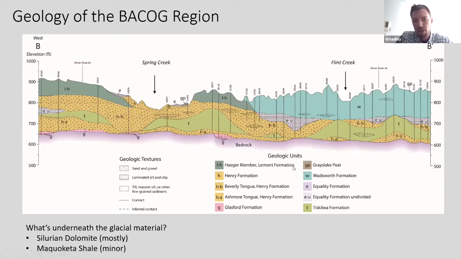And then underlying all the glacial material are the shallow bedrock units, and it's mostly what we refer to as the Silurian dolomite. So this is a limestone. It's pretty much a limestone, but just has a bit more magnesium in it. And where it's fractured, it can be a pretty productive aquifer. And there are portions in the BACOG region where it's actually eroded slightly, and underlying that is the Maquoketa Shale that's exposed.